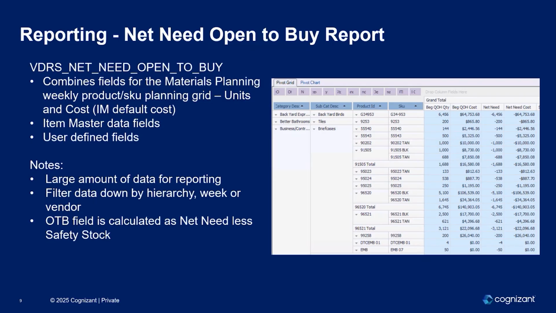The one item to call out, though, these views do contain a significant amount of data. So depending on the size of your assortment or the number of weeks that you may build out your planning horizon, we suggest adding filters such as hierarchy, vendor, or that specific begin or end date to get down to the amount of data that you need.